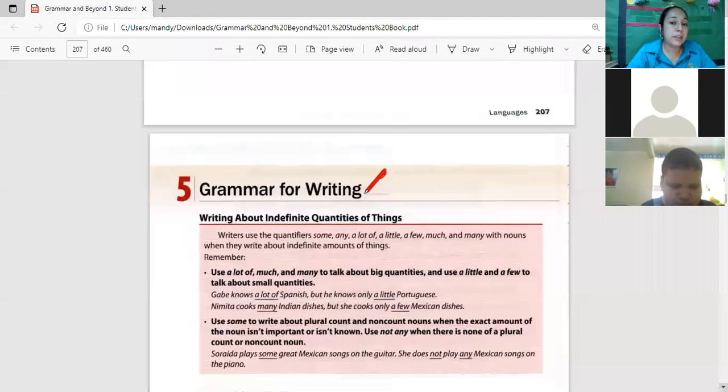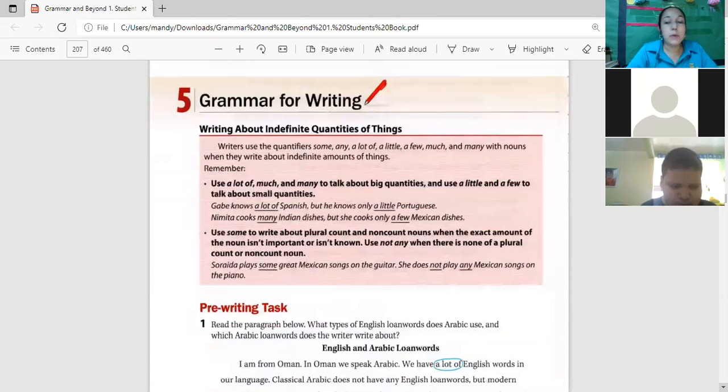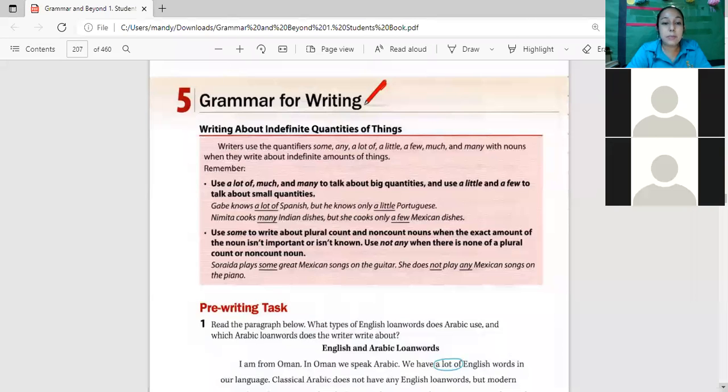So you write about indefinite quantity of things. That means when you don't know if you have 3, 4, etc. Writers use the quantifiers some, any, a lot of, a little, a few, much, and many with nouns when they write about indefinite amounts of things. For example, we use a lot of, much, or many to talk about big quantities, and a little and a few to talk about small quantities. And we have two sentences here as examples.